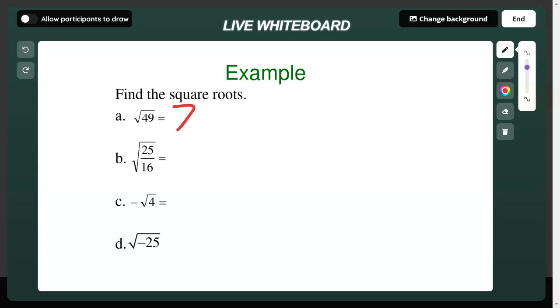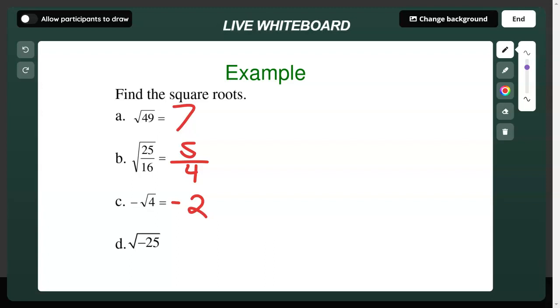When we have fractions, under a radical, we can square root both the numerator and the denominator. Okay, so I can look, well, what's the square root of 25? 5. What's the square root of 16? 4. Okay, so my answer is 5/4. What's the negative square root of 4? Negative 2. Okay. What's the square root of negative 25?